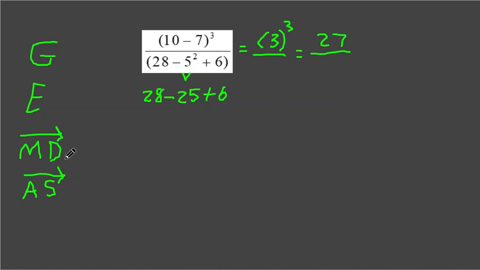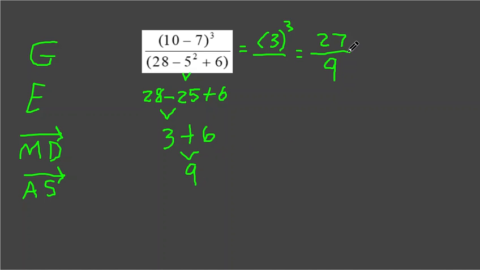So now I have multiply or divide. Do I have any multiply or divide? I do not, so I'm done with that step. Now I go on to add and subtract, and I go from left to right. So I go reading from left to right, I see a subtract sign first, so I'm going to do that first. 28 minus 25 gives me 3. And then I can bring down that plus 6, and 3 plus 6 gives me 9. So the bottom of my fraction I got was 9.